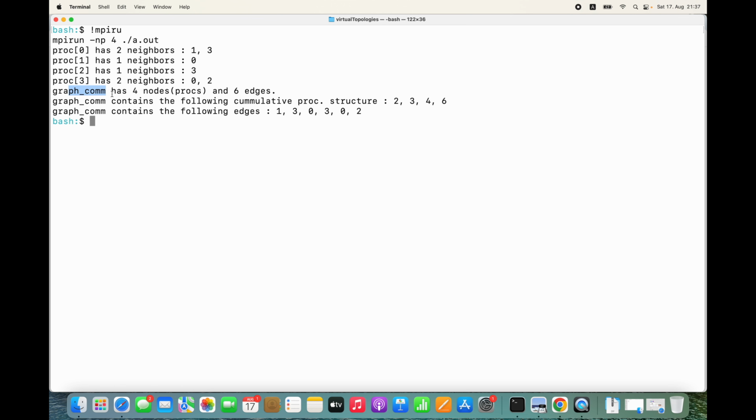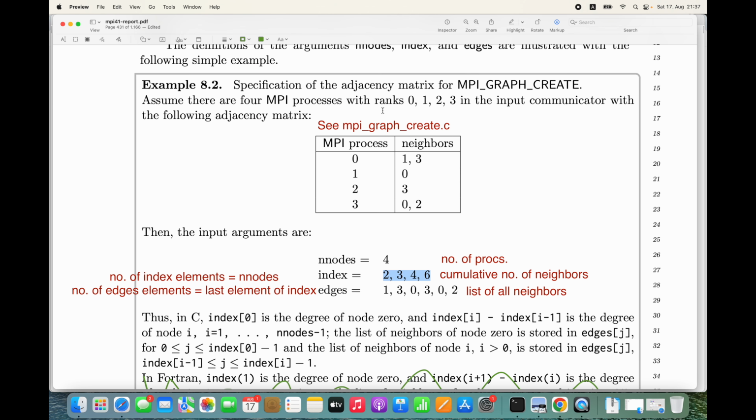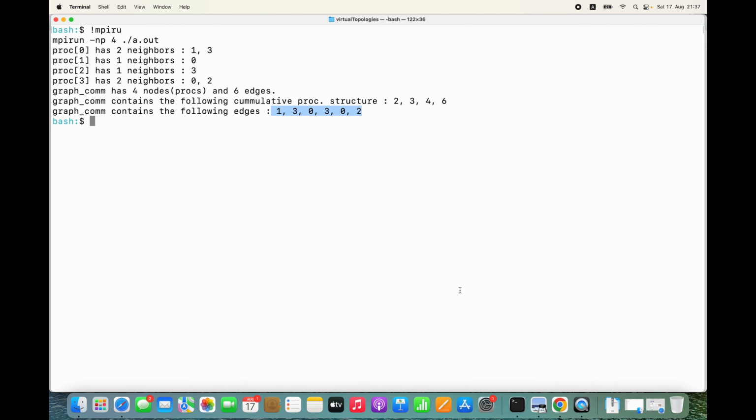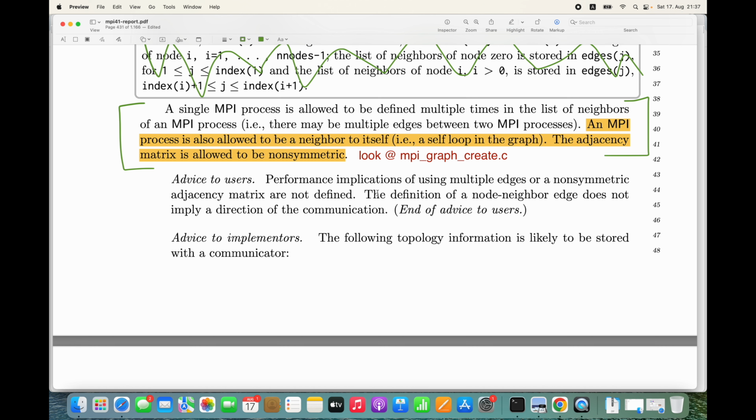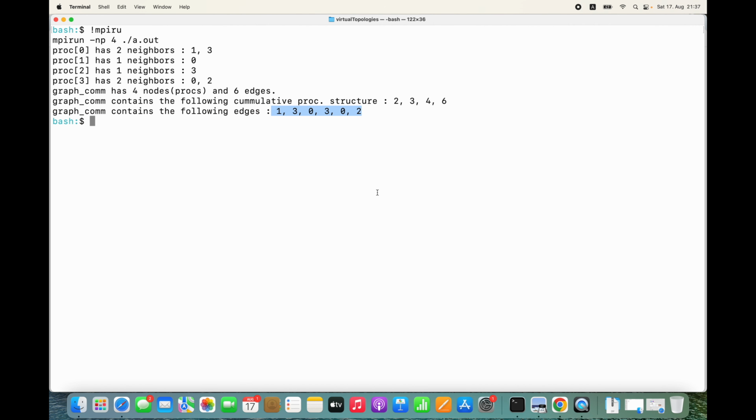And then it says GraphComm has 4 nodes, or 4 processes, and 6 edges. We already know that. And we know that the cumulative index array is 2, 3, 4, 6. That's the index. And it has the following edges: 1, 3, 0, 3, and 0, 2, which is exactly as this one. So a very beautiful example, a replication of the example in the MPI standard. Oh, so nice. We're going to continue in the next episode.